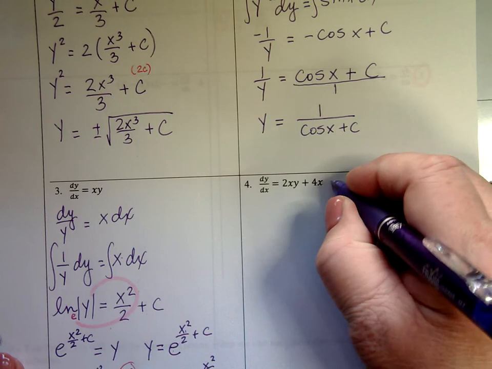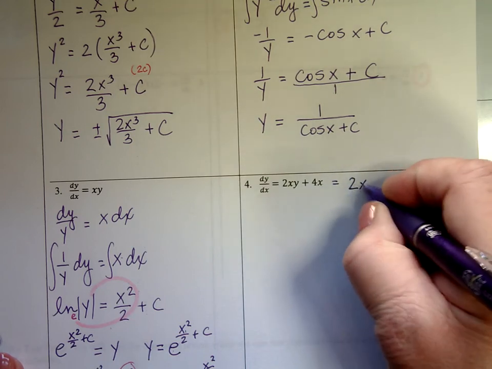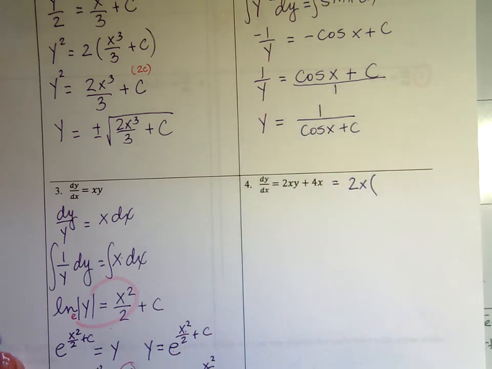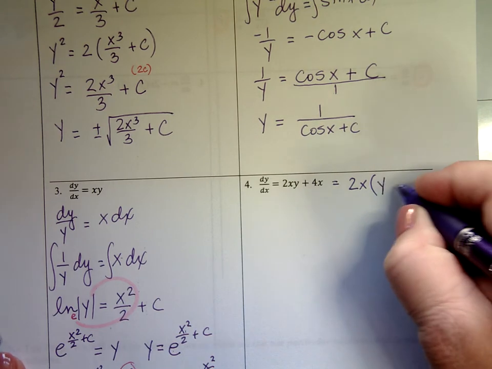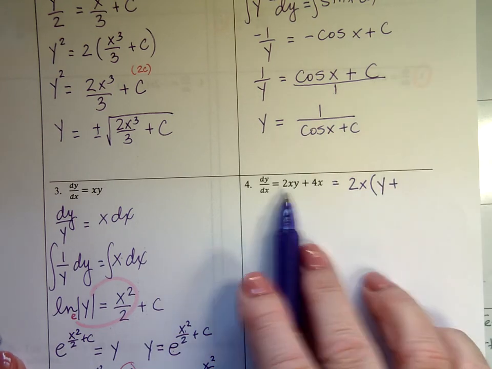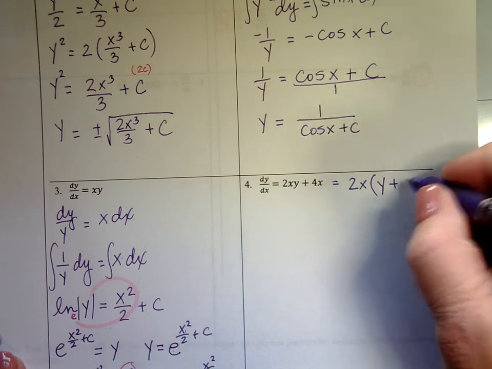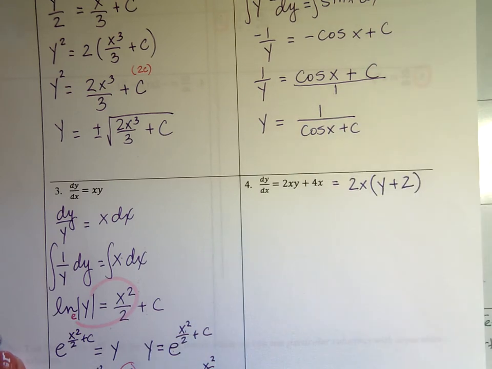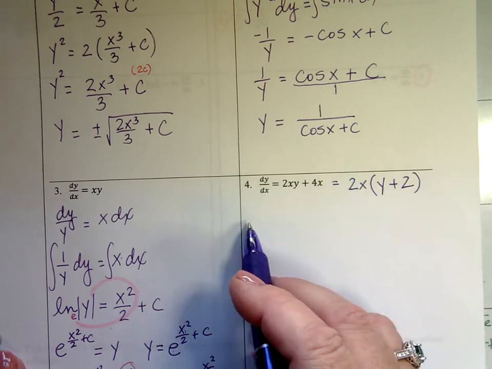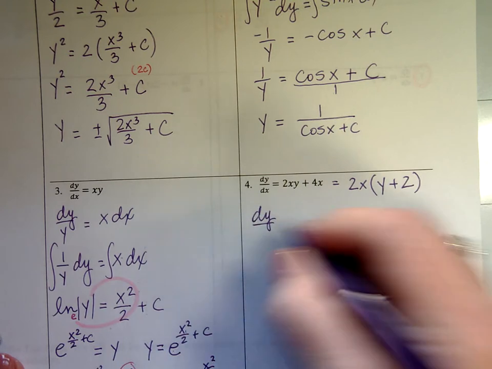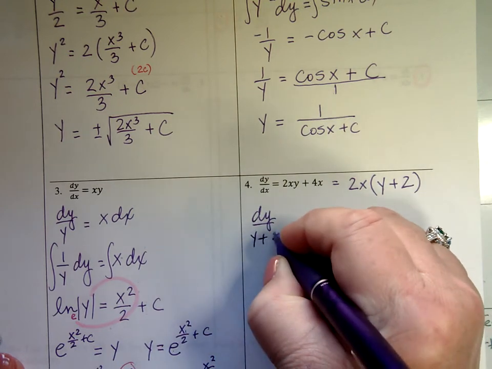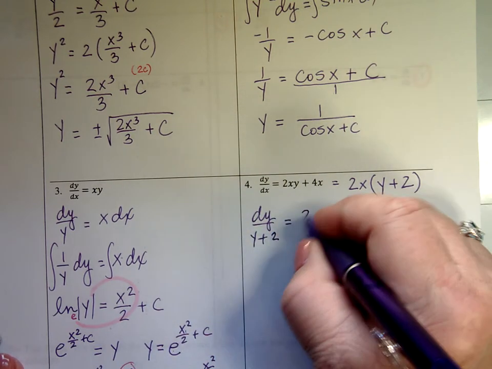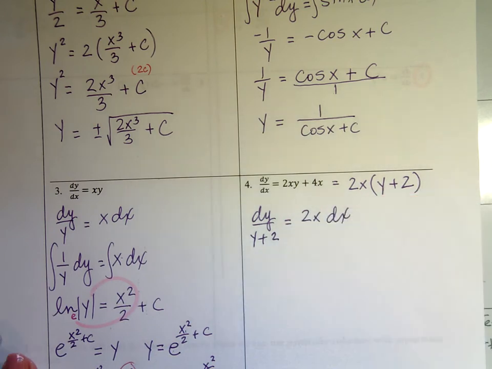If I look at this, I can see 2x could come out. Let's see what that does for me. If I factor out a 2x, that gives me a y plus, if I factor out a 2x from here, I get 2. Oh, I think I can do it then. So the y piece comes to the left by division, dy over y plus 2. And the x piece stays where it is, 2x, and I times the dx to the other side. So I'm setting it up to be able to integrate.